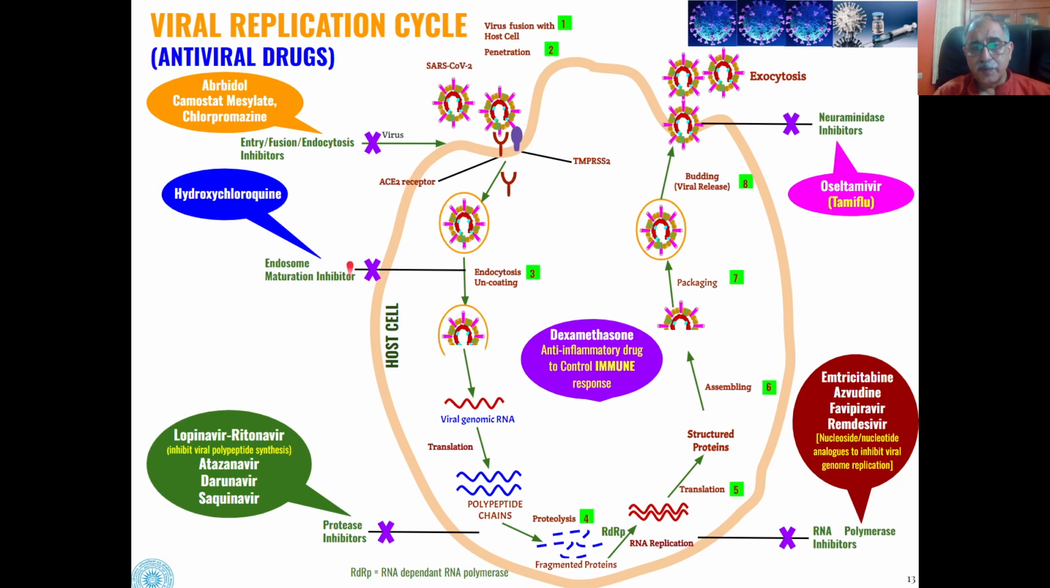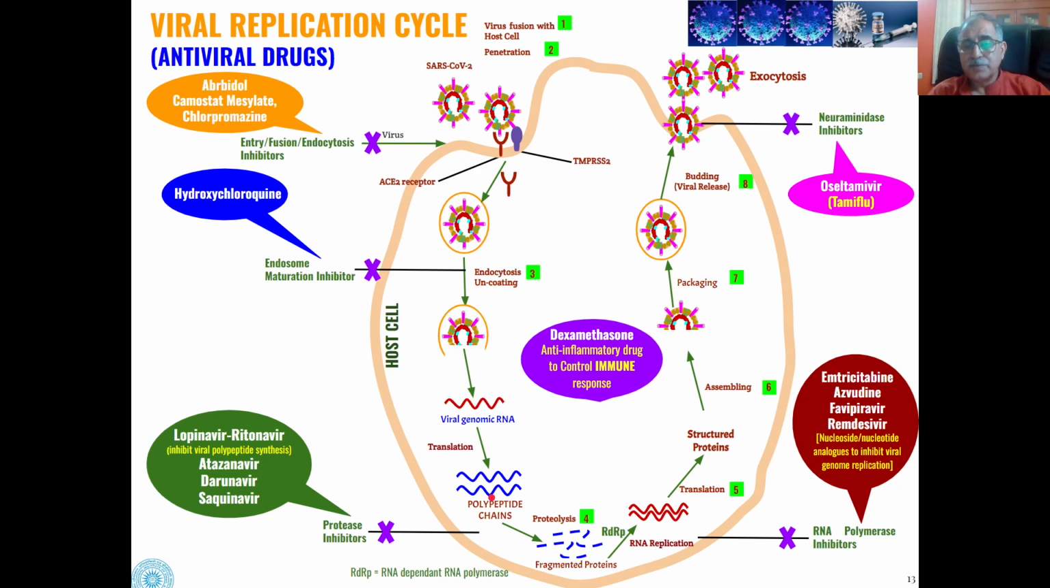Then some endosomal maturation inhibitors were also used, which inhibited the uncoating process of the virus in the cell. And the most effective among the drugs is hydroxychloroquine. Hydroxychloroquine was useful in that it inhibited the process of uncoating, so this acted as an endosomal maturation inhibitor.